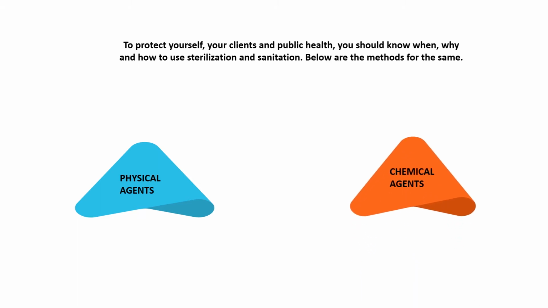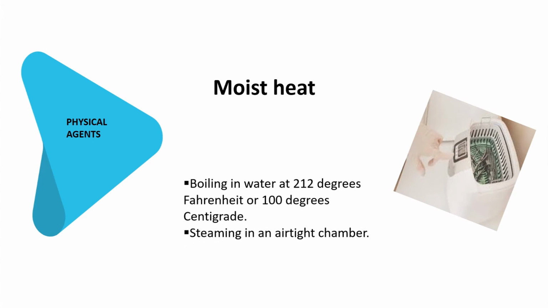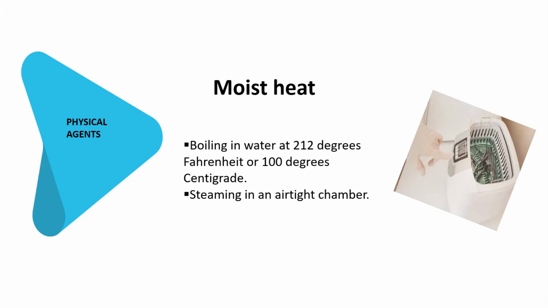Let's see what are the methods which are covered under physical agents. The first one is moist heat. As you can see in the picture, boiling in water of 212 degrees Fahrenheit or 100 degrees centigrade. Normally we sterilize the tools or implements in the boiling water. Also, steam in an airtight chamber. Both these things are done under moist heat, which helps the tools to be sterilized.